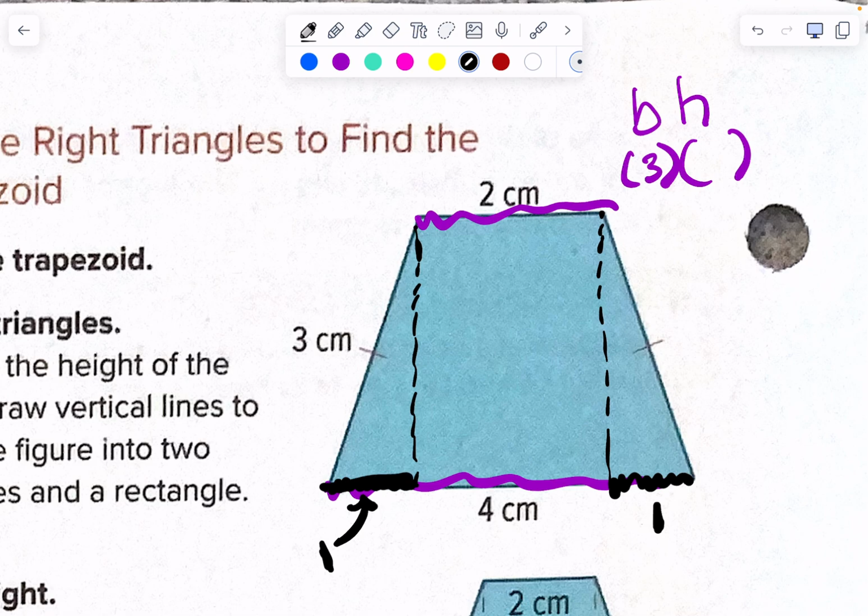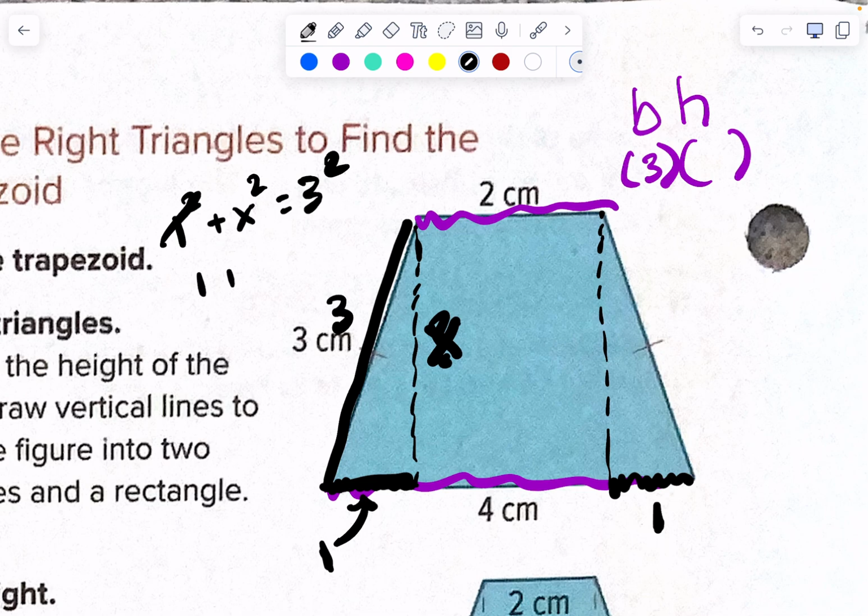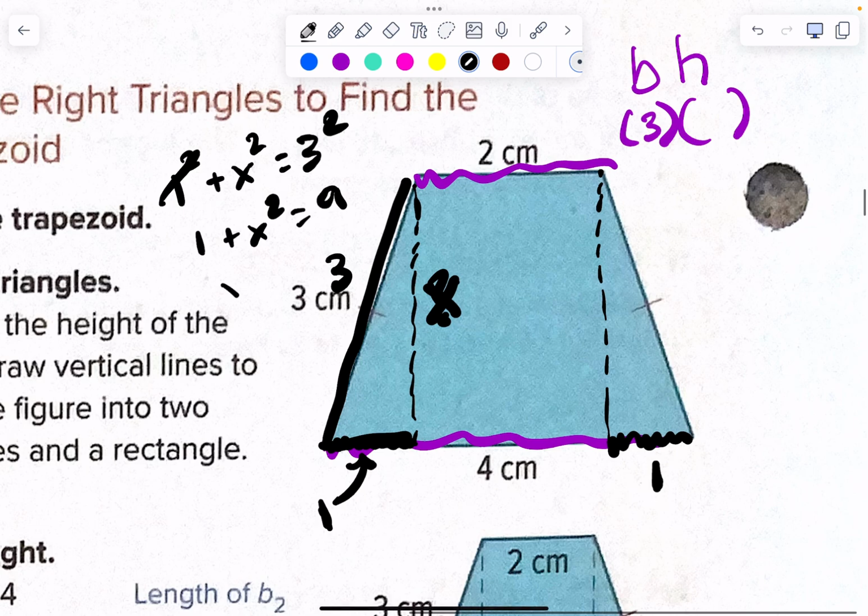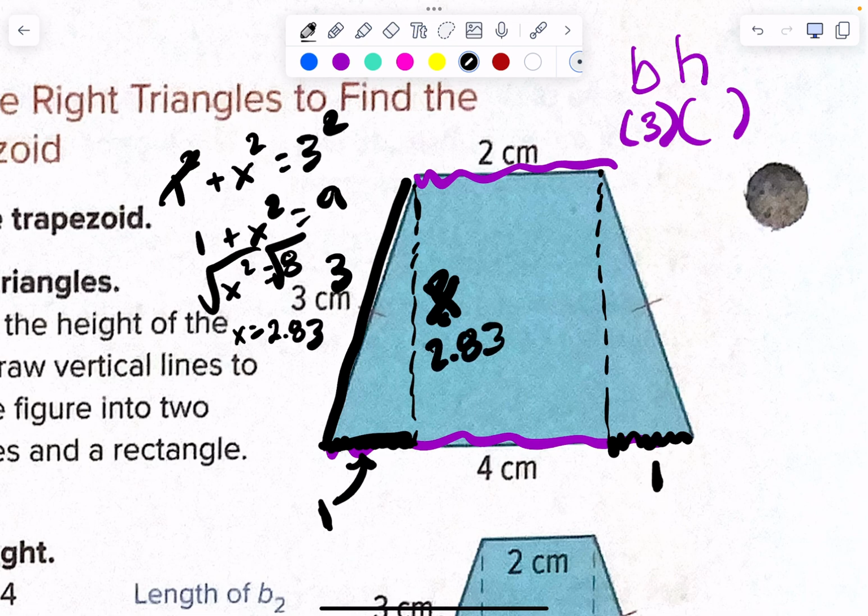So the bottom is 1, the hypotenuse is 3, so this height, we'll call it x, would be 1 squared plus x squared equals 3 squared. 1 plus x squared equals 9, yeah? And then x squared equals 8, the square root of 8, whatever that is, 2.83. That's going to be my height, 2.83. Then I take that times 3, and I get an area of 8.49. And that is in centimeters squared.